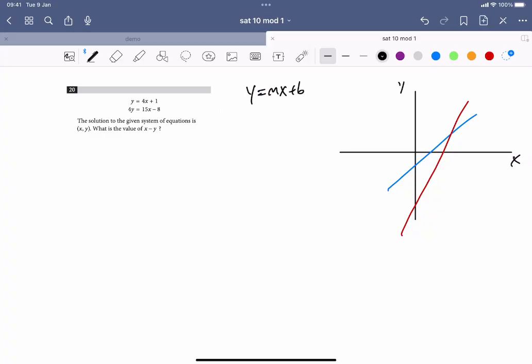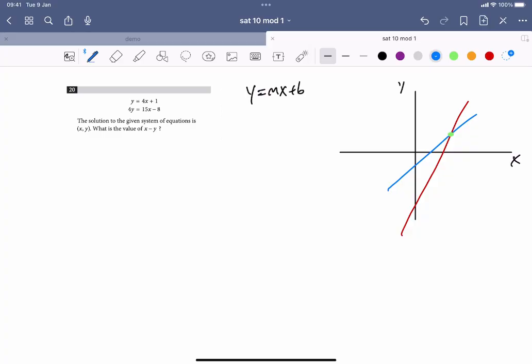And the question states, the solution to the given system of equations is the coordinates x, y. What is the value of x minus y? So given that information, we can assume that there will be one solution, meaning that the 2 lines will intersect, aka the lines are not parallel, and they are not the same line, just factored differently.